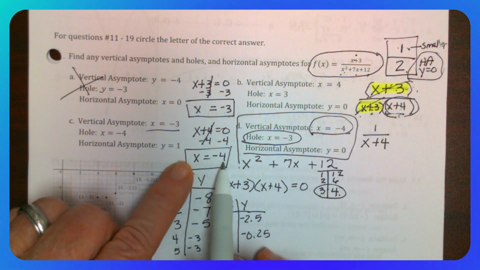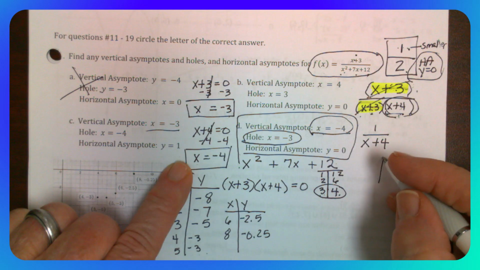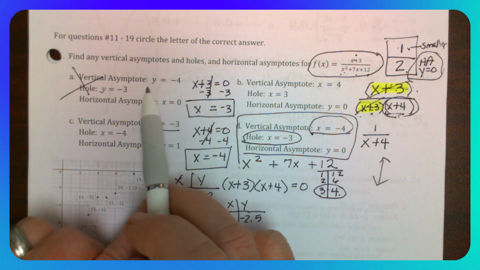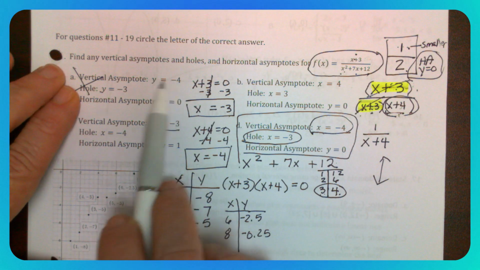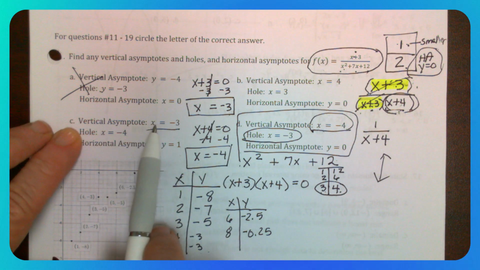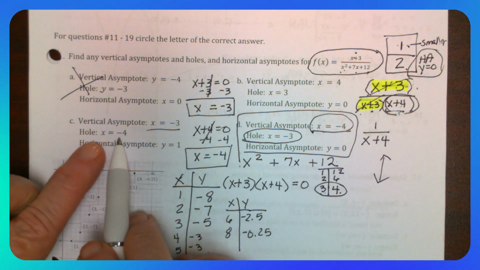So when x is equal to negative 4, we have a vertical asymptote, which goes up and down. So this is not a vertical asymptote at y equals negative 4. It's a vertical asymptote not at x equals negative 3, because we crossed that out, but at x equals negative 4.